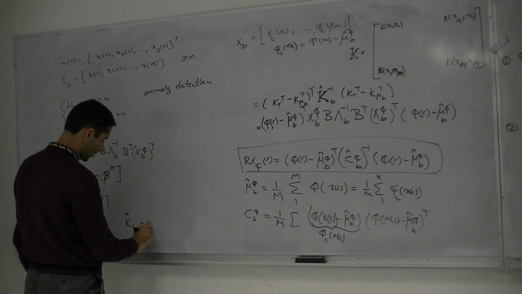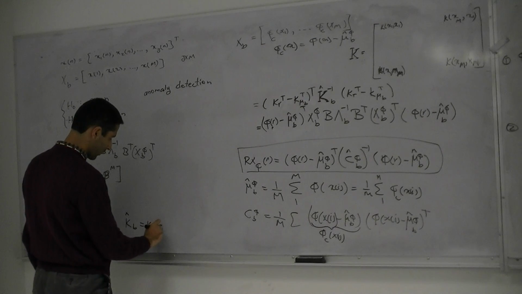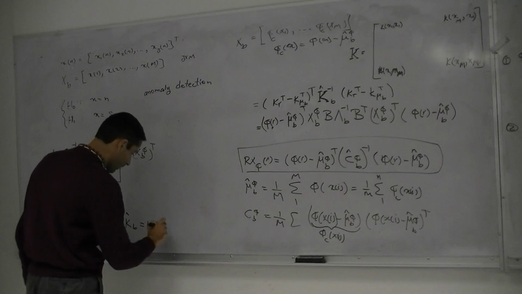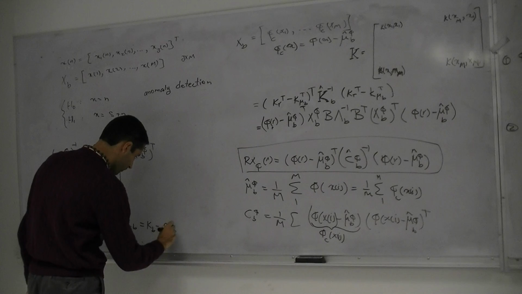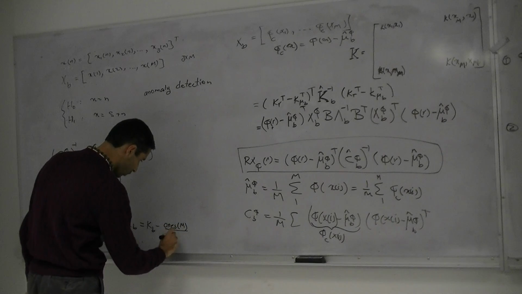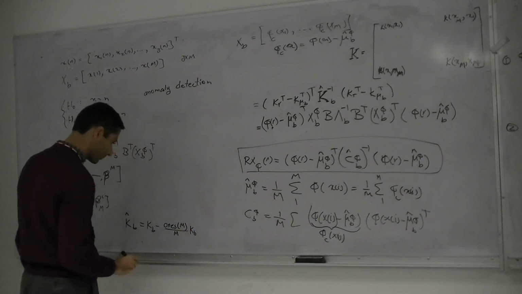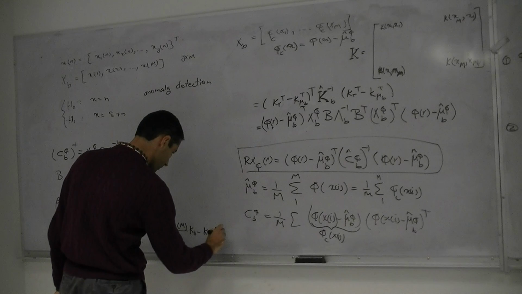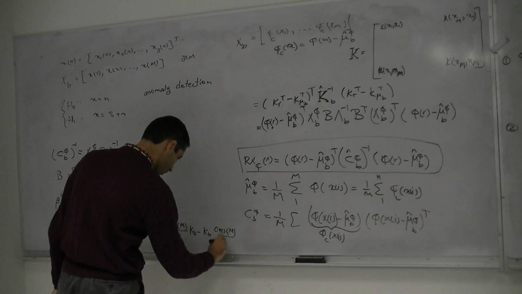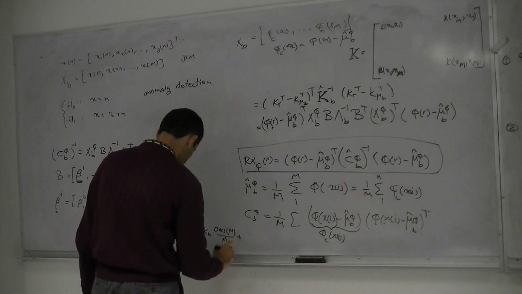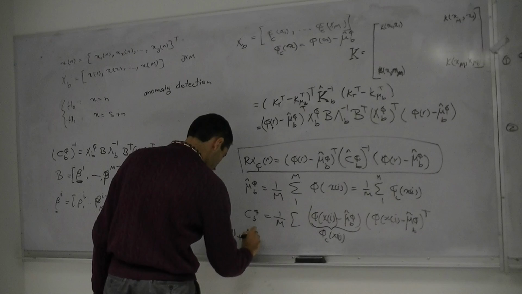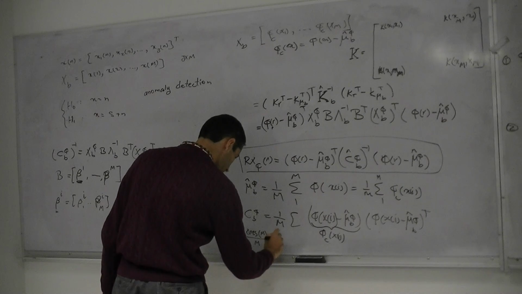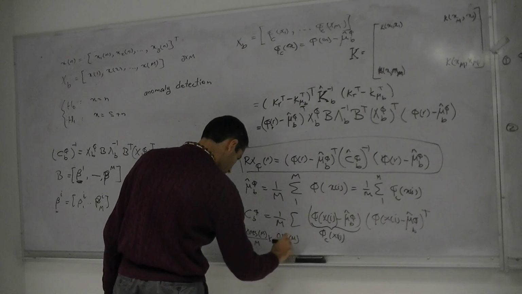which is K_B minus, let me write it down this way, 1_n over n multiplied by K_B, minus K_B multiplied by 1_n over n, plus 1_n over n K_B 1_n over n.